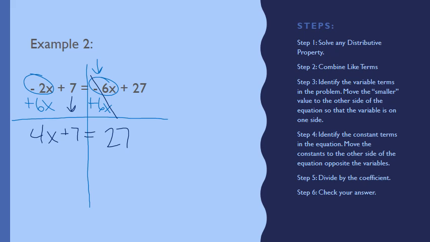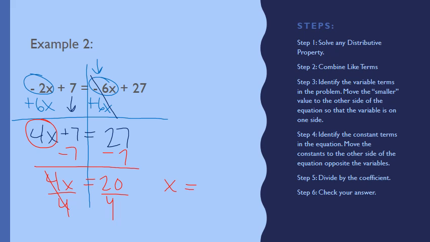I'm going to find my variable term. There's only one of them now, which is why I like this better. I'm going to subtract 7 from both sides. I get 4x plus 7 minus 7, which is just 4x. 27 minus 7, which is 20. Divide by 4 on both sides. I get x equals 20 divided by 4, which is exactly 5.